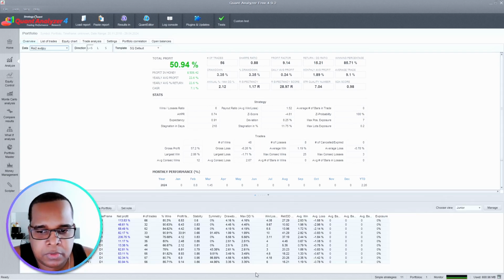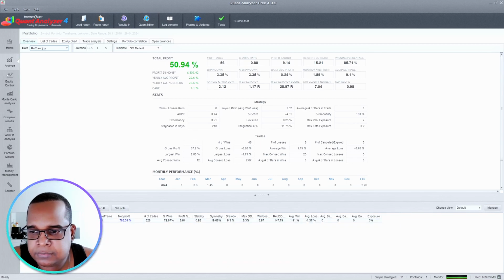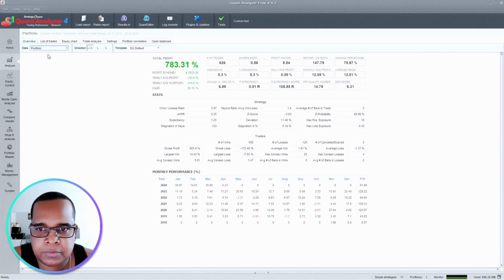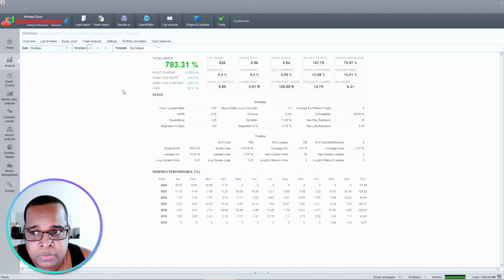So what we could do now is, we have all of those selected. We build a portfolio with all the different strategies that are running, and then we just look at the portfolio now. All right, so now you can see with the portfolio built, we actually have a sample size of 626 trades, and we did 783%, which is crazy, right? We're averaging about 100% a year.